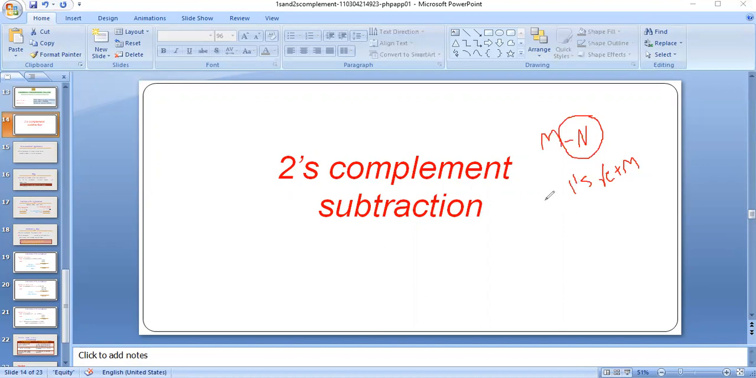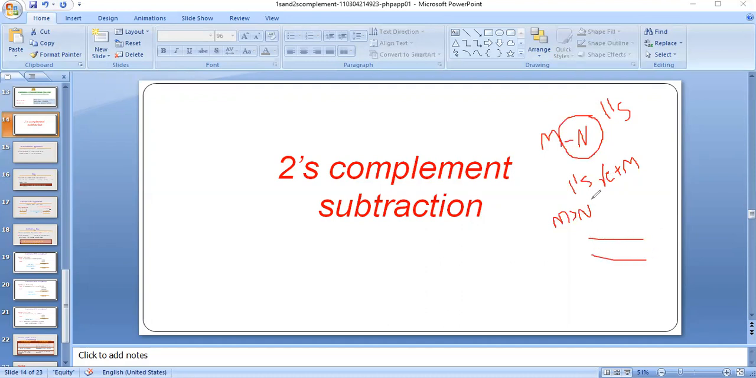In this procedure, if there is an end carry, that is the m greater than n condition, which means we are subtracting a smaller number from a bigger number. In this case only, the end carry will be generated. If there is an end carry, we have to add that end carry to the LSB. After adding, the remaining will be the result.